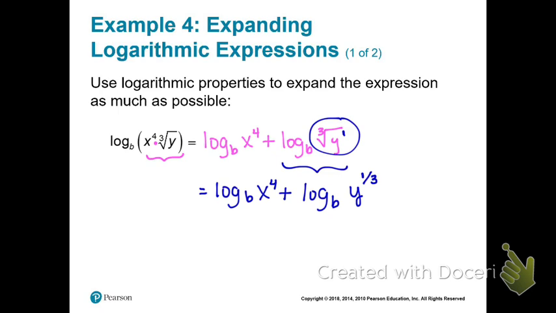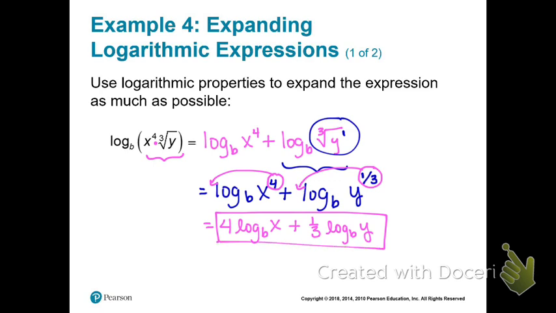And then we don't have any more multiplication, no division, but we do have this power rule, the powers here. So we can move both of these exponents in front of their log. So we get 4 log base b of x plus 1/3 log base b of y. No more exponents, no multiplication, no division. I'm not taking log of any numbers, so I don't have to worry about working anything out. So there is our answer.